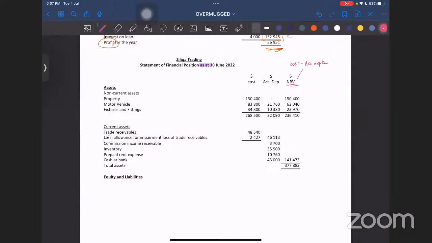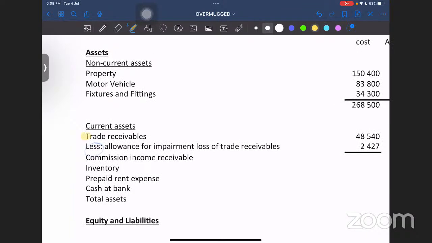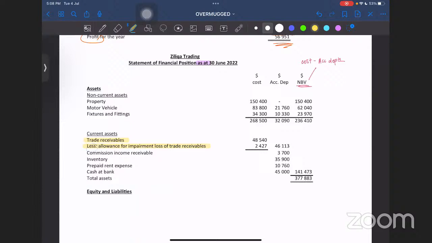Okay, so you need to understand that after we learn the trade receivable chapter, you will realize that your TR and your allowance are always together. They are a pair. So you show TR, you must show allowance also. Okay, then you will find your net TR. That's what I'm interested in. We will only report the net TR.